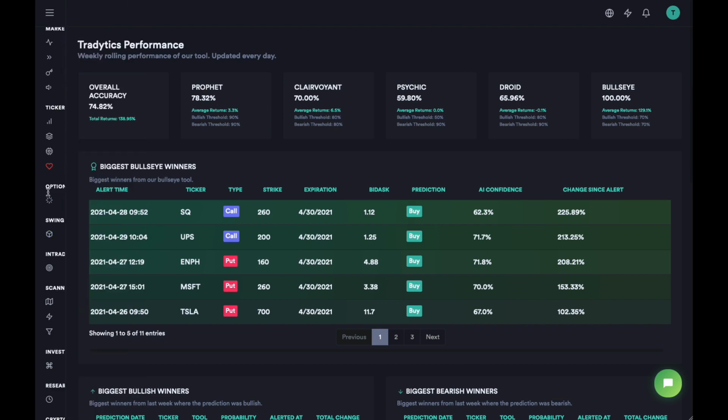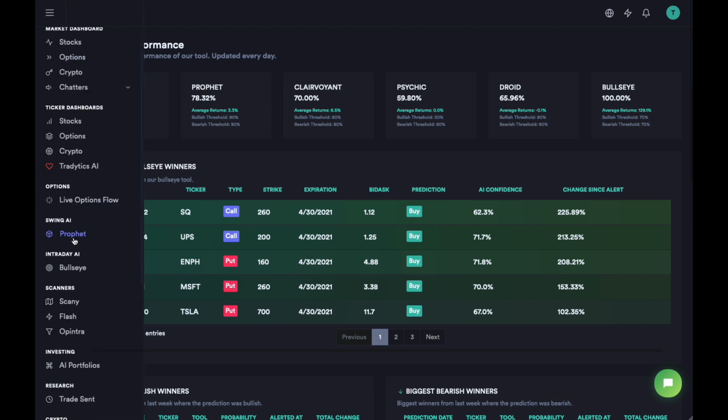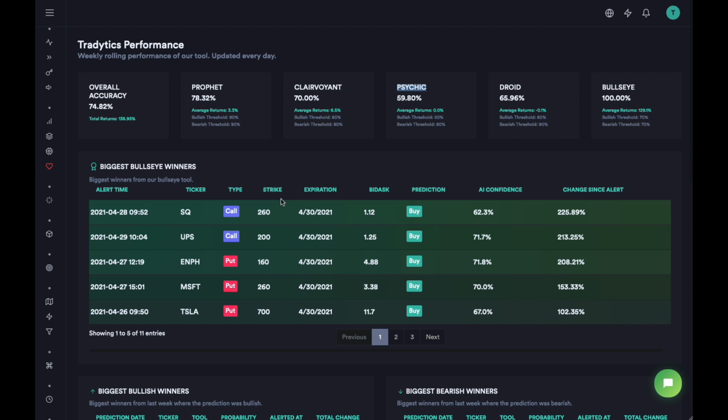The Clairvoyant tool is actually a part of the Profit tool where the price change today is higher than 10% or lower than minus 10%. So all the big movers in the Profit are actually called Clairvoyant. Psychic is actually the options part of Profit. So when we are saying Profit, we just mean the stock AI part that looks at price action and technical analysis to make trade ideas. Psychic is just the options AI part of Profit.